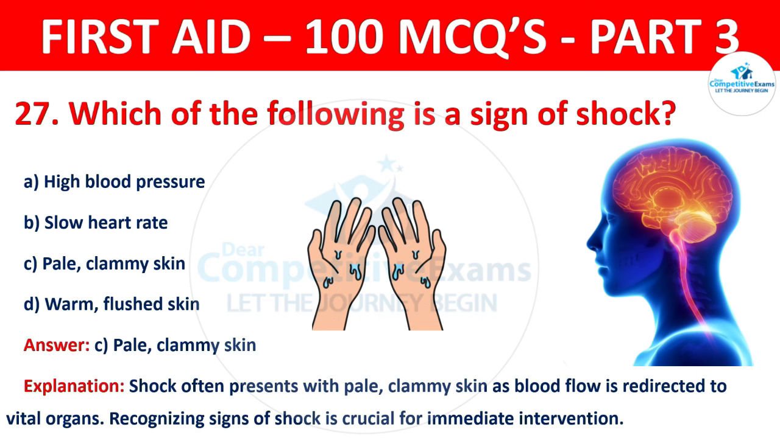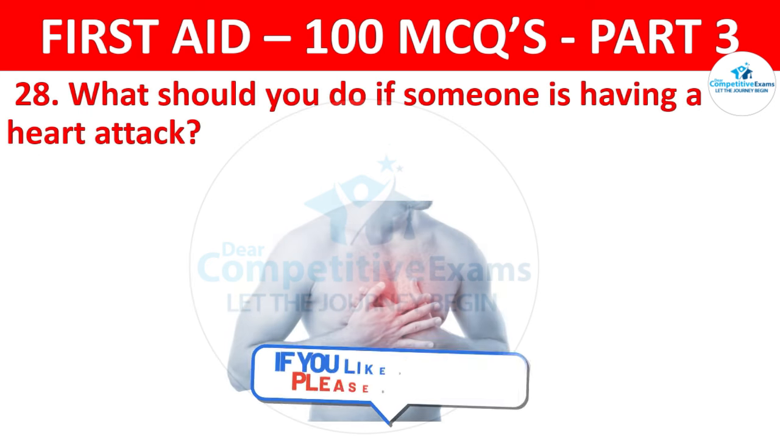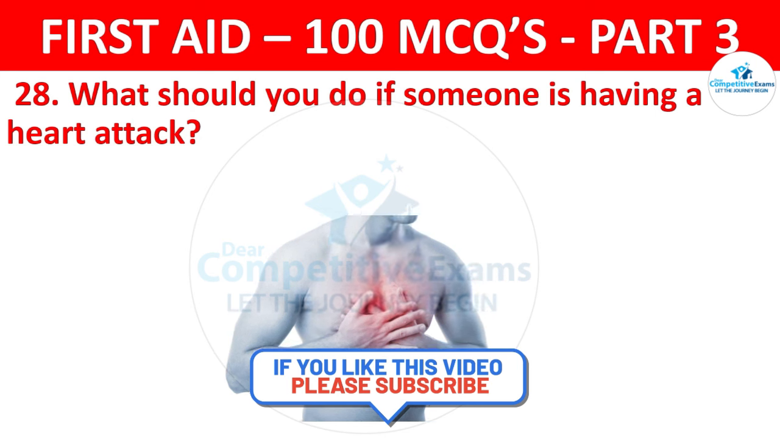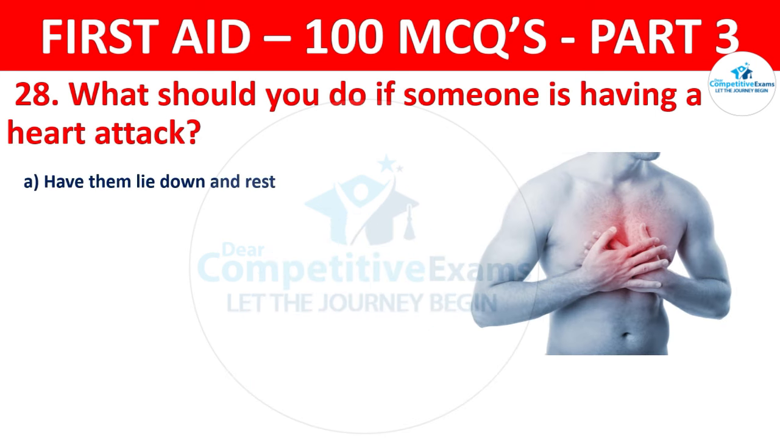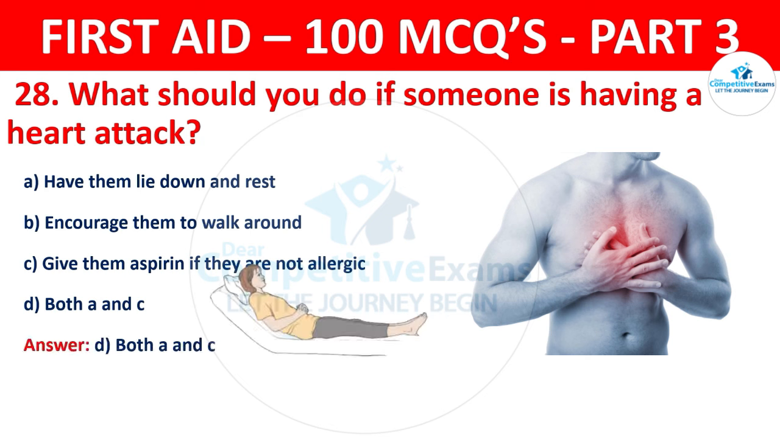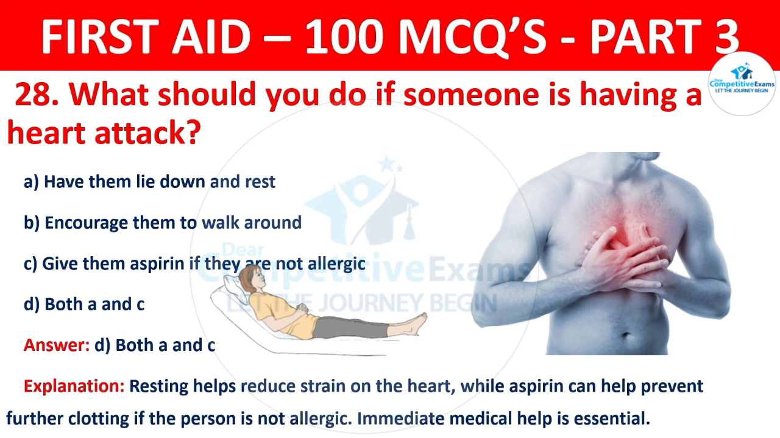Question number 28. What should you do if someone is having a heart attack? The options are: have them lie down and rest, encourage them to walk around, give them aspirin if they are not allergic, or both A and C. The correct answer is both A and C. Resting helps to reduce strain on the heart, while aspirin can help prevent further clotting if the person is not allergic. Immediate medical help is essential.